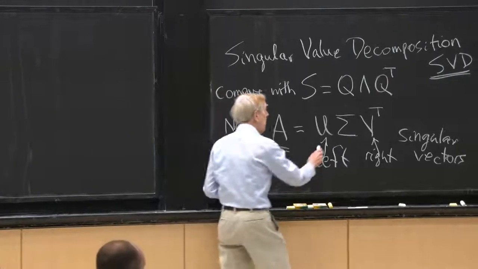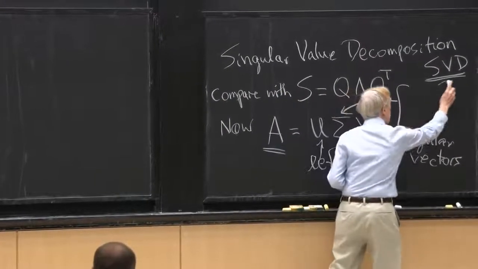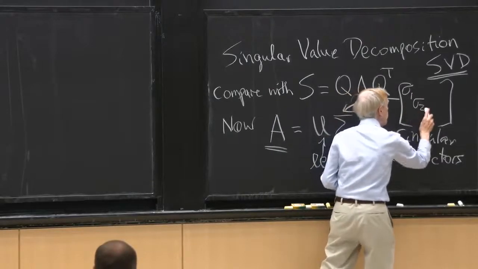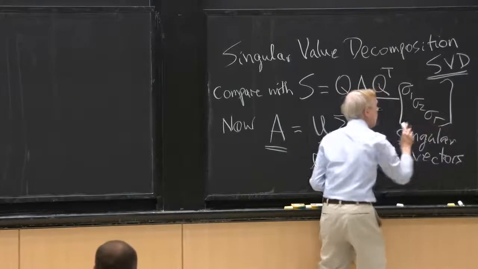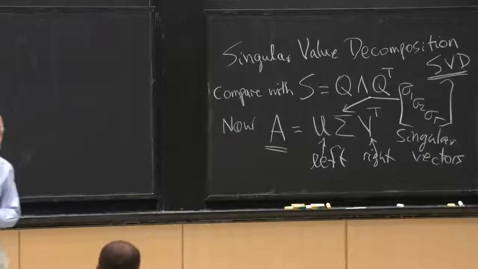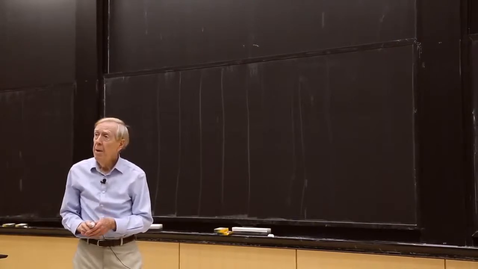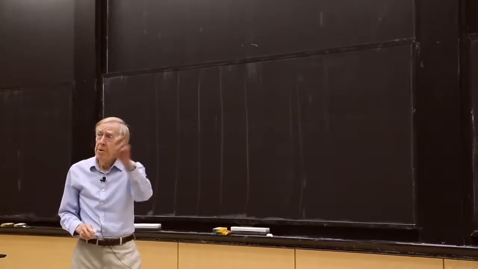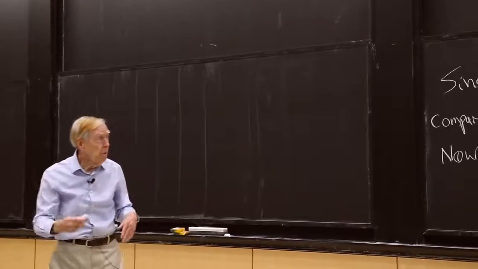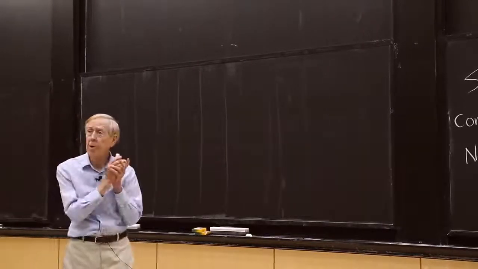Let me write what that looks like. This is, again, a diagonal matrix in the middle, sigma 1 to sigma r, let's say. But the numbers on the diagonal are all positive, or 0, and they're called singular values. So it's just a different world.